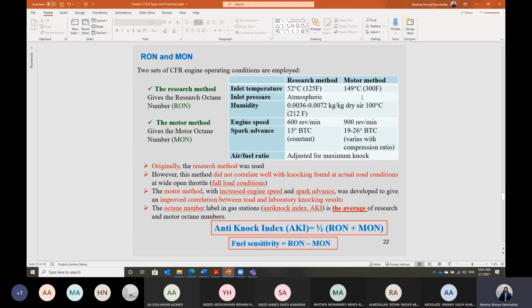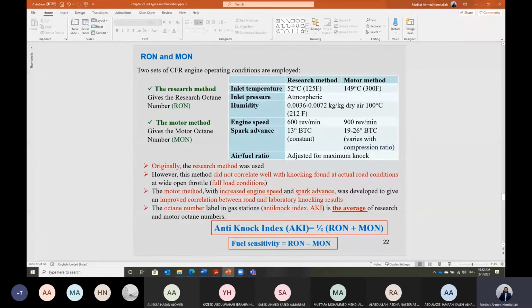We have two different test conditions because we have two octane numbers. We have the research octane number and we have the motored octane number. The research octane number was used originally at the beginning, but they found that it does not correlate well with the knocking that occurs under rear road conditions, under wide open throttle, or under full load condition. They found that a fuel with a higher research octane number should not result in self-ignition or knocking, but it resulted in knocking. That means this octane number is a little bit higher, so it does not represent the actual case.